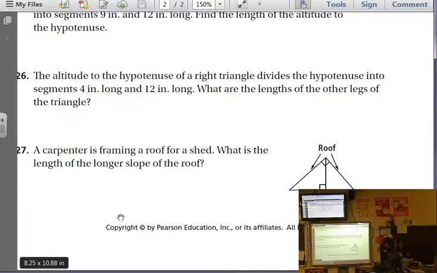The altitude to the hypotenuse of a right triangle divides the hypotenuse into segments of 4 inches and 12 inches. What are the lengths of the other legs of the triangle? So if I just start drawing this, I've got the altitude, and that would then give me 4 and 12, right?